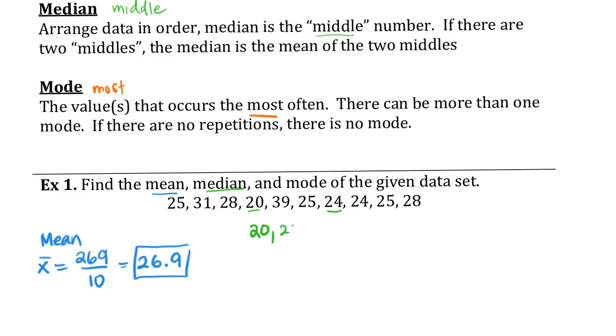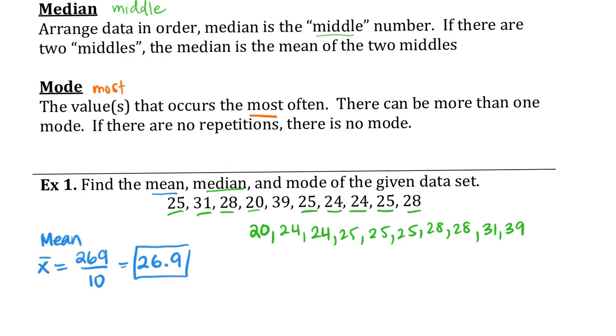24, and then there's another 24. I would mark off the numbers as you write them. 25, there's another 25, there's another 25. That way you can keep track if you lost one. 28, 28, 31 and 39. Let me double check that I have all 10 values: 1, 2, 3, 4, 5, 6, 7, 8, 9, 10. So I've put them in order.